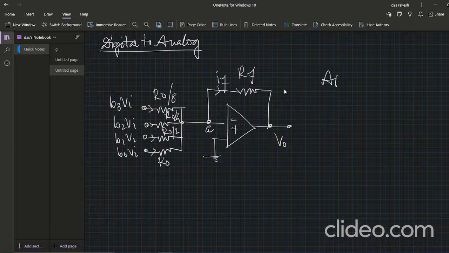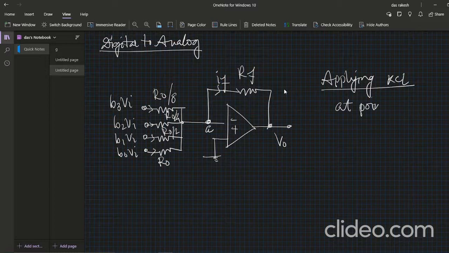Now if we apply KCL, what is the total current at the point A? At point A, the four currents I1 plus I2 plus I3 plus I4 equal the sum of the entering currents, which is equal to the sum of the leaving currents, that is IF, the leaving current. So what is the value of I1?